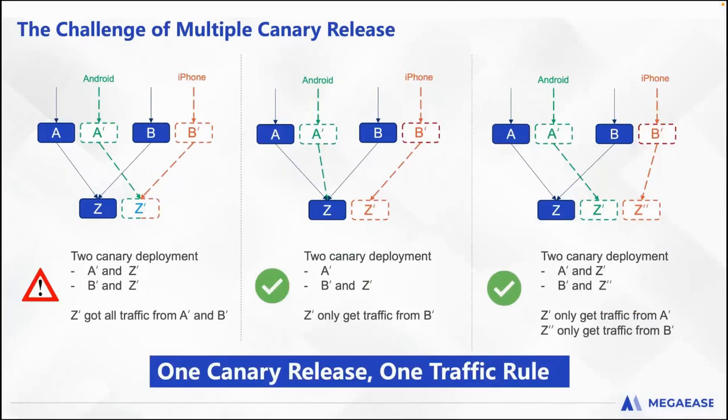Let's take one step back and analyze different cases of canary release. Let's first concentrate on the figure on the left. For example, A and B rely on Z. While A tests Android traffic and B is testing iPhone traffic, they test two different user groups. And if they both rely on Z to test, Z takes on two different canary traffic and will become a source of confusion. Then there are two better approaches, seen in the figures in the middle and on the right. The first is to schedule traffic from A to Z, and the second is to schedule traffic from A and B to Z separately. Thereby the principle to make many things easier is one canary release, one traffic rule.